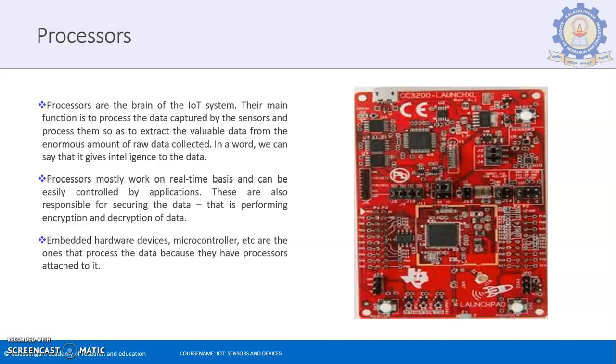So the embedded hardware devices like a microcontroller, how are they able to do this? They are able to do this because the microcontroller has a processor inside it. This is what we saw in the first unit itself. What is the difference between a microprocessor and a microcontroller? The main thing is that the microcontroller itself has a microprocessor inside it, along with the IO devices and the RAM memories.